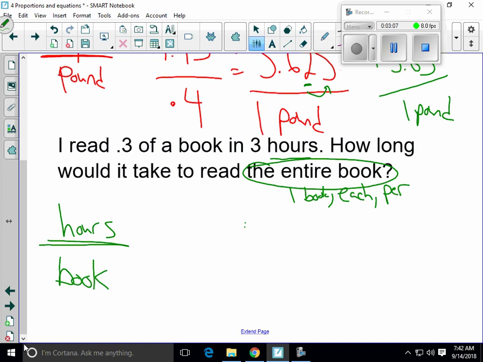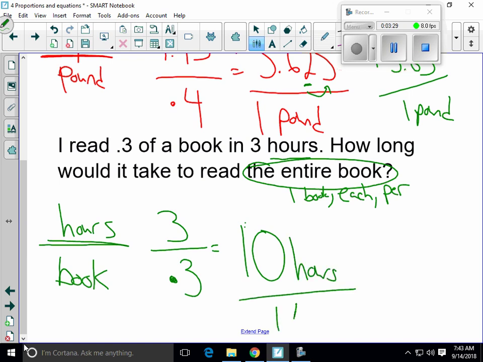Well, it's 3 hours for 0.3, or 3/10 of a book. So if I put that in my calculator, 3 divided by 0.3, again, just put that in from top to bottom, I'm getting 10. So it's taking me 10 hours to read one book.